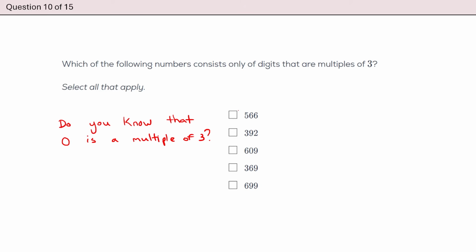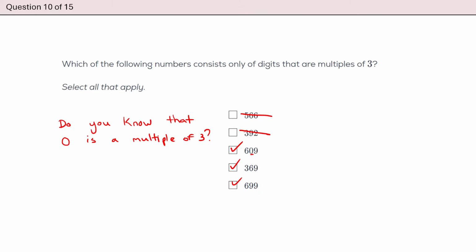So if it's a multiple of 3, well, obviously 5 isn't, so that's out. 2 isn't, so that's out. These three, this one is definitely true, 369 and 699. But here, see that 0 right there? 0 is a multiple of 3, so we choose that.